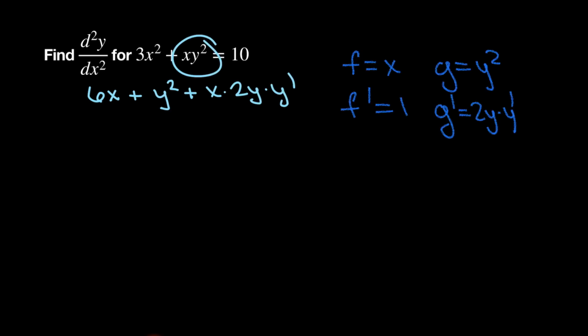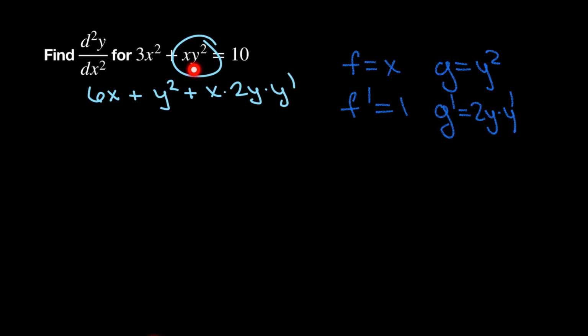Finally, I want to show you how we can use implicit differentiation to find a second derivative. So let's see if we can find the second derivative, d squared y dx squared, for 3x squared plus xy squared equals 10. The first thing I'm going to do is find my first derivative. So I'm going to take the derivative one term at a time. The derivative of 3x squared is 6x.